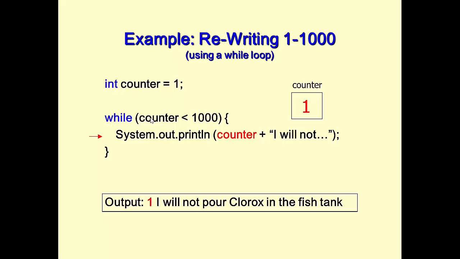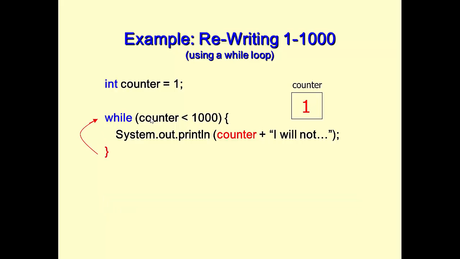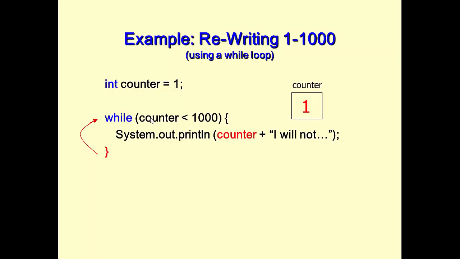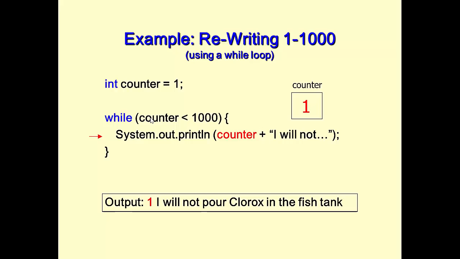We print out 1, I will not pour Clorox in the fish tank. So what's going to happen? We go back to the top of the loop and then we do our test to continue, and you can see that our counter still has the value of 1, and 1 is less than 1,000. So I'll print out 1, I will not pour Clorox in the fish tank again. We go back to the top of the loop and do our test to continue, and you can see that 1 is still less than 1,000. So we're going to be printing out 1, I will not pour Clorox in the fish tank, basically an infinite number of times.